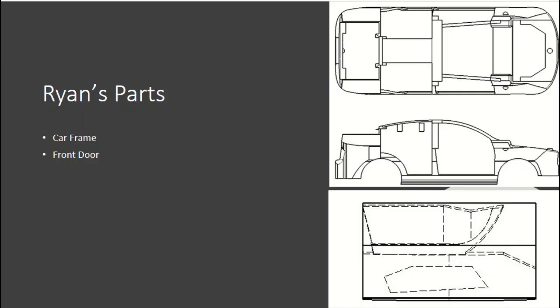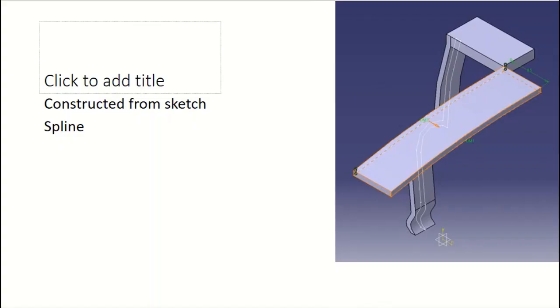So for me, I would like to discuss two parts. Both of them are, for me at least, really complex. The first one will be the car frame, then I'll talk about the front door, which will be split into two subsections, the exterior and the interior itself.